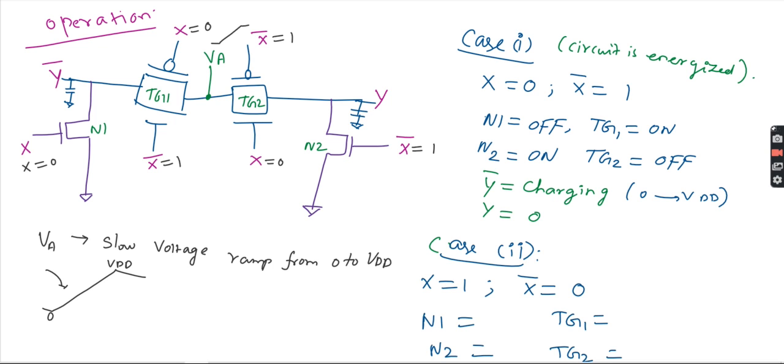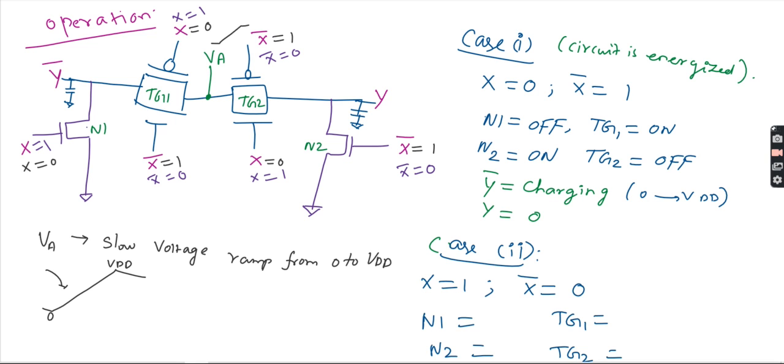I'll apply now x is equal to 1. Now apply, so x bar will be equal to 0. Then x is equal to 1, x bar will be equal to 0. When I do this, now we have applied x is equal to 1. When x is equal to 1, in the sense, now we see the N1 will be on. Yes, N1 is on. The N2 is off.